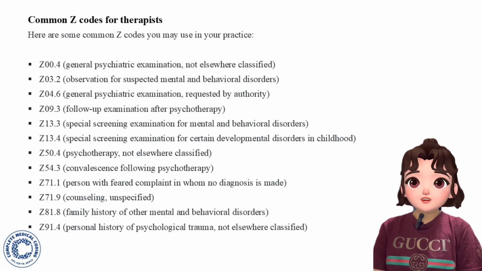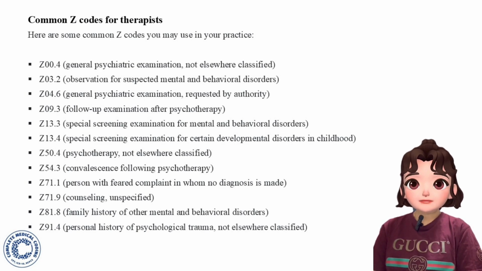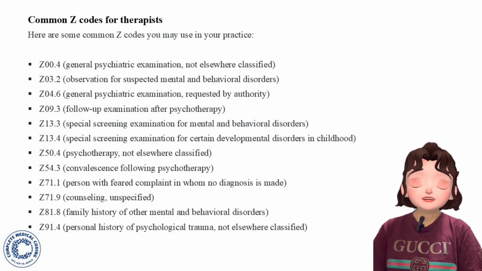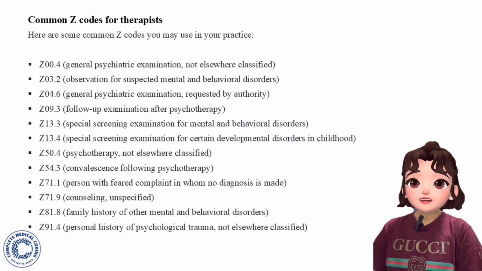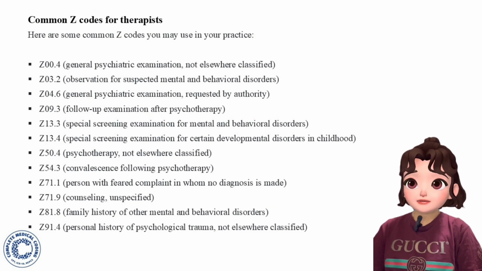Now these are some common Z codes for therapists. Here are some common Z codes you may use in your practice for therapist. These are some examples. Not examples, some direct Z codes. Z00.4, which represents general psychiatric examination not elsewhere classified. Z03.2, observation for suspected mental and behavioral disorders. Z04.6, general psychiatric examination requested by authority. Z09.3, follow-up examination after psychotherapy.